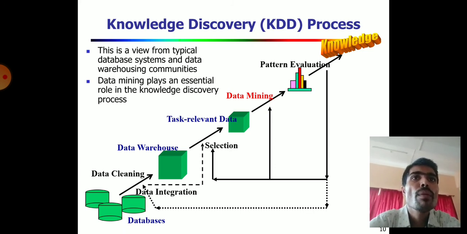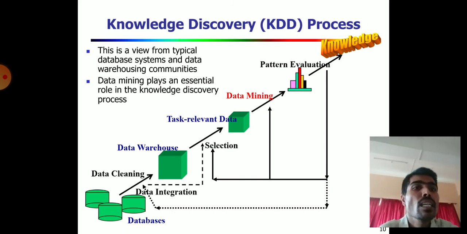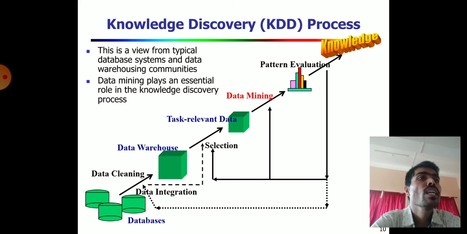Then choosing the data mining algorithms, with which we extract the knowledge from that data. So selecting the method to be used for searching for patterns in the data, deciding which model parameters may be appropriate, and matching a particular data mining method with the overall criteria of the KDD process. Then data mining: searching for patterns of interest in a particular representation, such as classification rules or trees, regression, clustering and so forth.